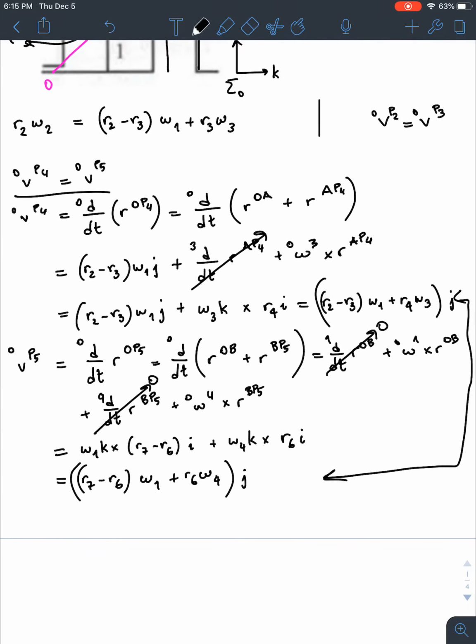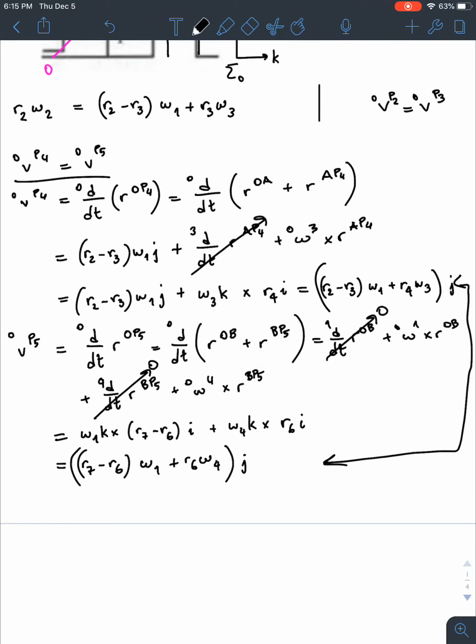So I'm going to write that and erase all the computation that we've just done, just for clarity. So what we have got is R2 minus R3 omega 1 plus R4 times omega 3 equals R7 minus R6 omega 1 plus R6 times omega 4. Okay?